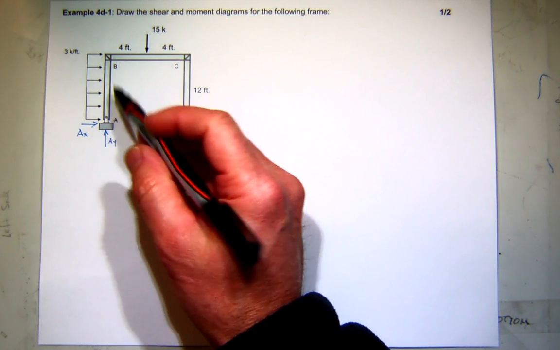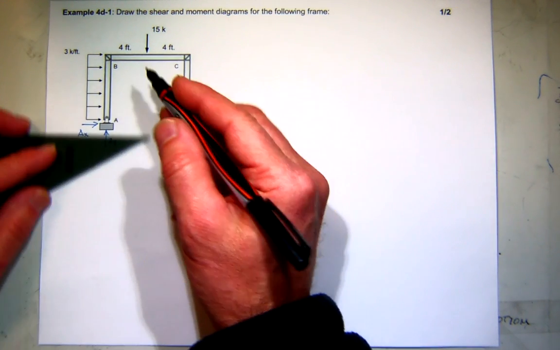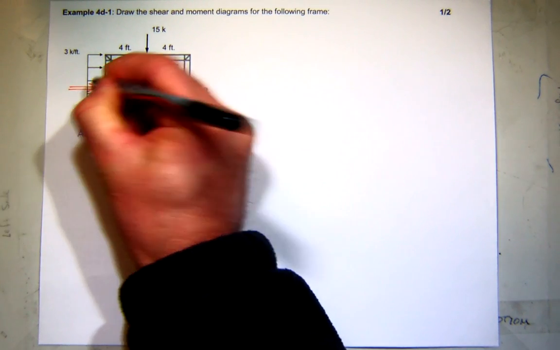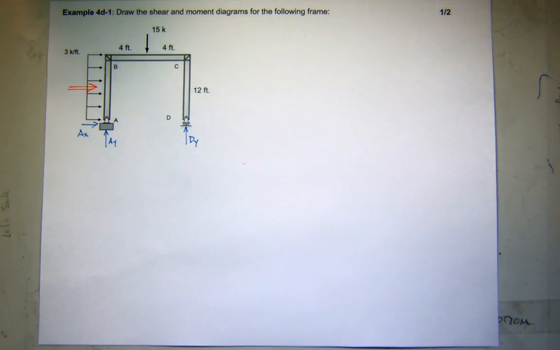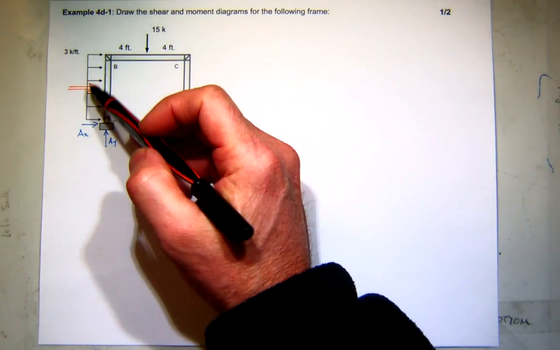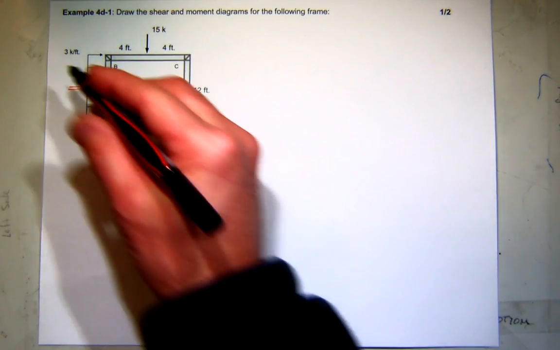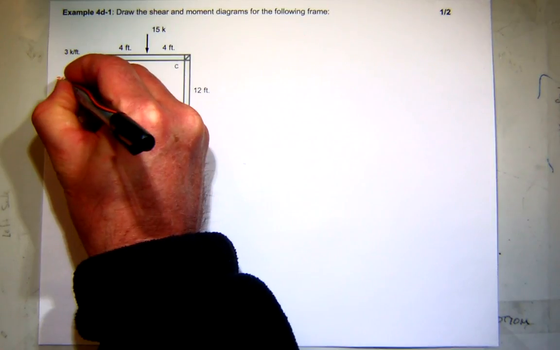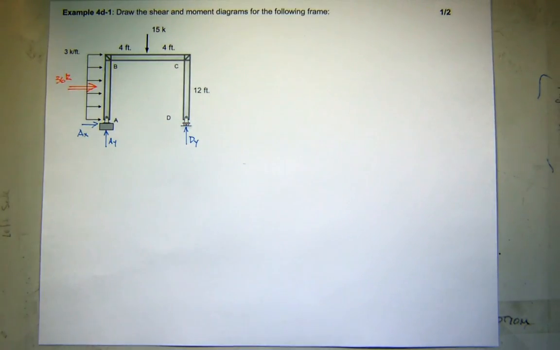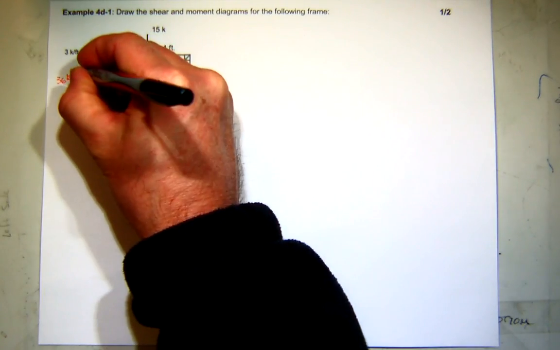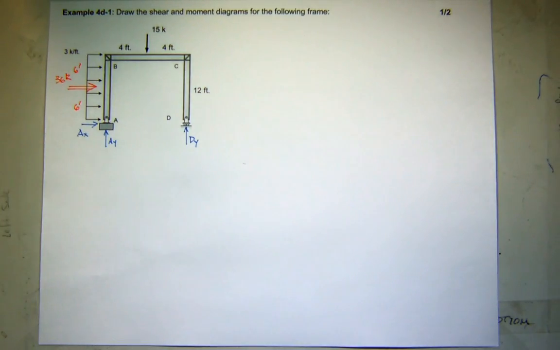Also, to help me do this, I'm going to take this distributed load over here and turn it into a concentrated load that's equivalent. So it looks like it has a distributed load of 3 kips per foot over 12 feet. That's 36 kips. And that's going to be right in the middle, so that'll be about 6 feet from either end, whichever end you want.